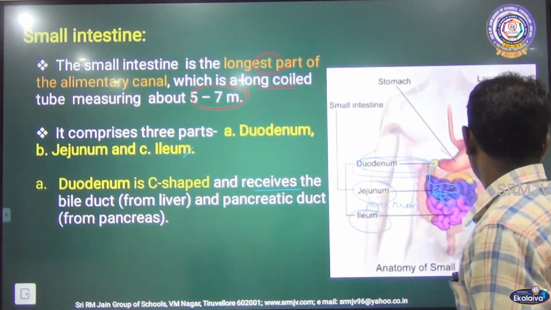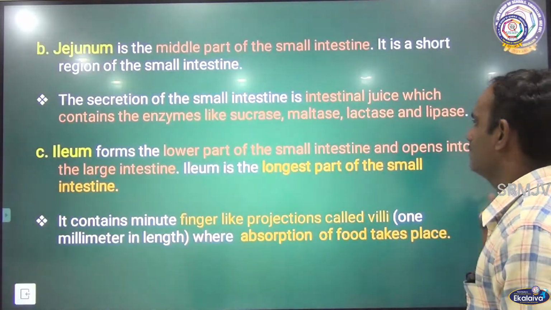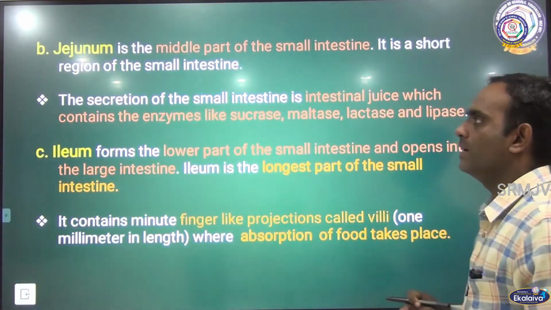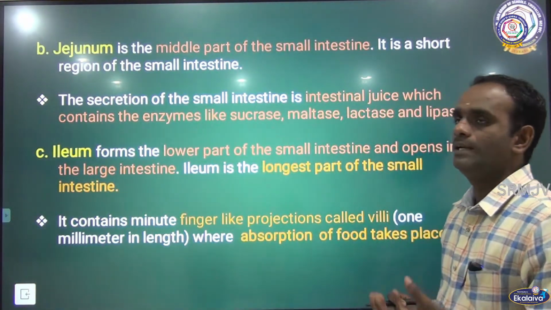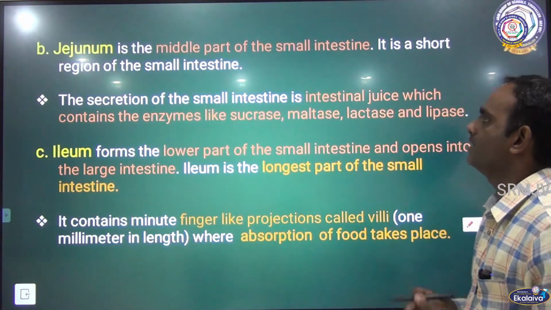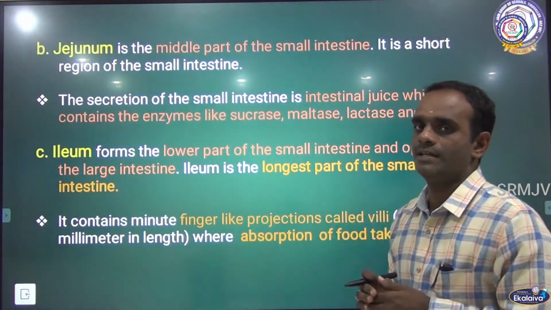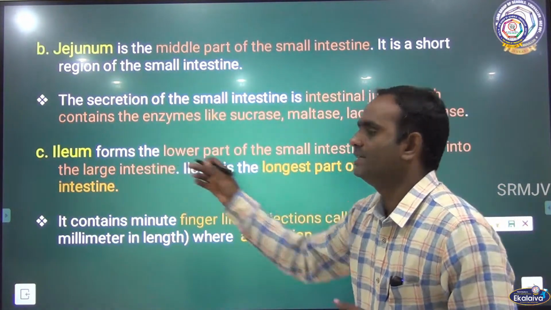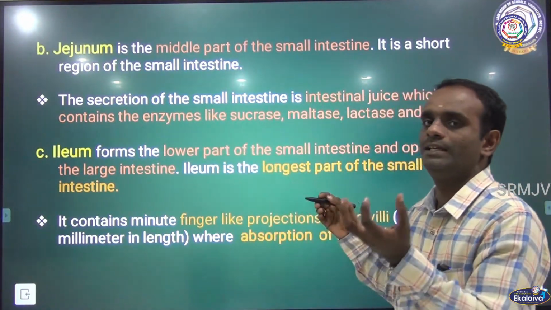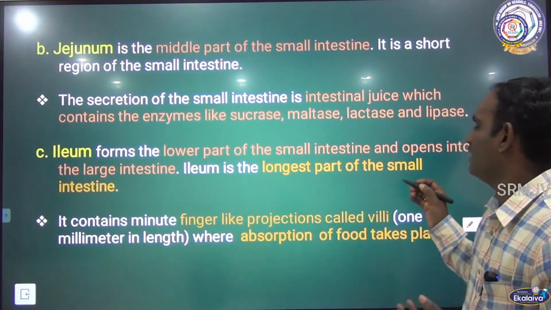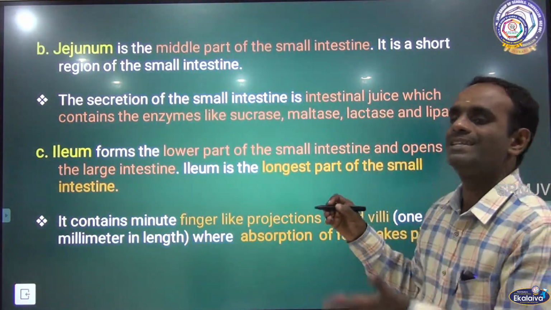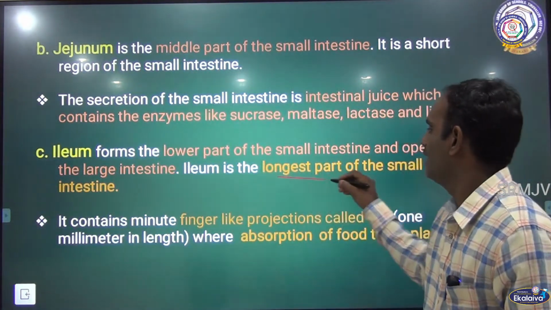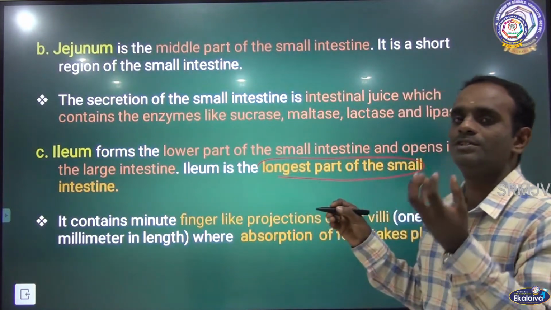It receives the bile duct from the liver and the pancreatic duct from the pancreas. The second part is the jejunum. It is the middle part of the small intestine. It is a short region of the small intestine. The third one is the ileum. Ileum forms the lowest part, that is, the last part of the small intestine, and it opens into the large intestine. Ileum is the largest part of the small intestine.